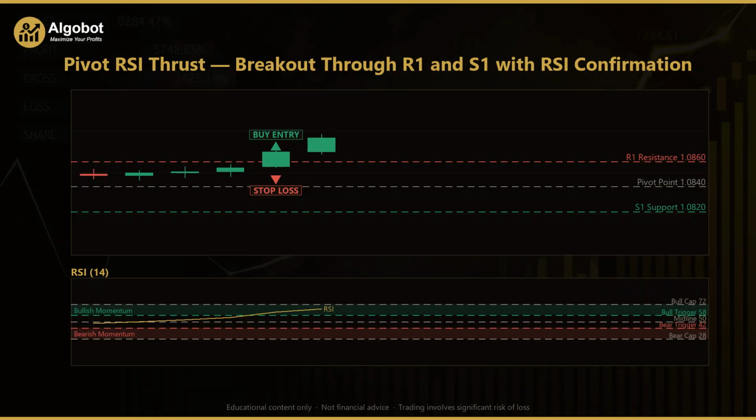Then watch the fifth candle. It opens near resistance and pushes decisively higher, closing clearly above the R1 line for the first time. That's the fresh cross the strategy is looking for. And critically, at that very same moment, RSI climbs up to about 62, right inside the bullish momentum band, above the 58 trigger, but comfortably below the 72 cap. Both conditions are satisfied together, so the buy entry marker appears.